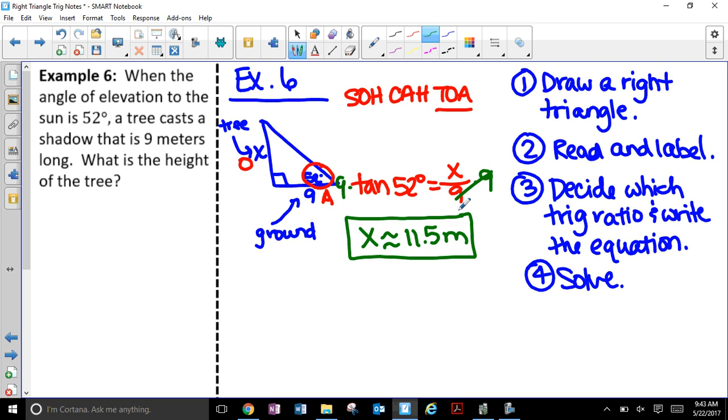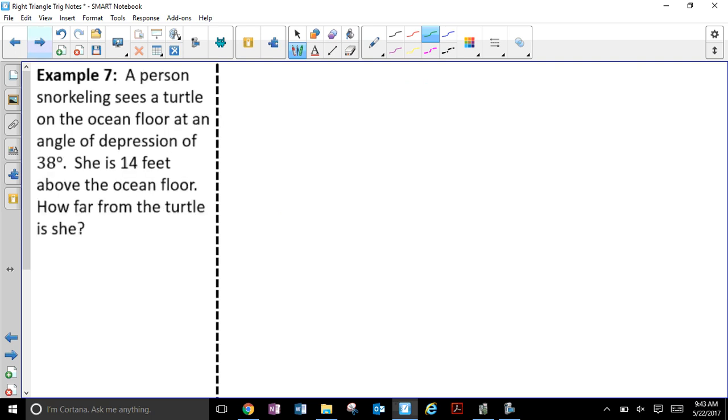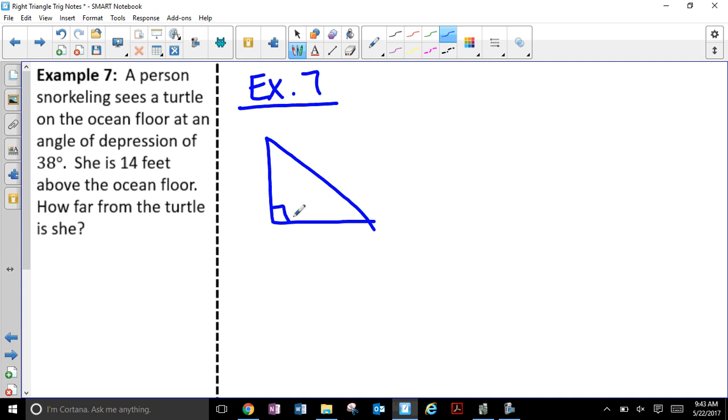Okay. All right, let's try the last example, example 7. So the first step, before you even start reading these problems, you know it's going to be a right triangle. Okay. All right, now let's read it and see where we put everything. So a person snorkeling sees a turtle on the ocean floor at an angle of depression of 38 degrees. She is 14 feet above the ocean floor. How far from the turtle is she?